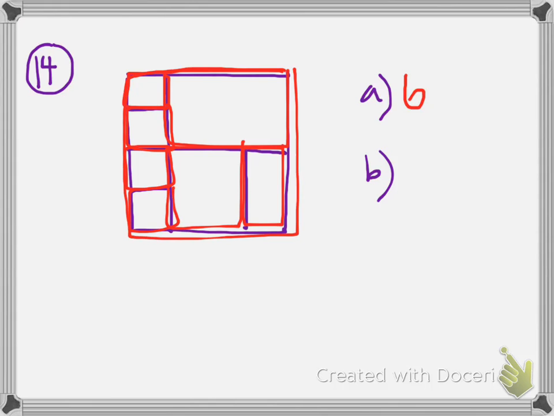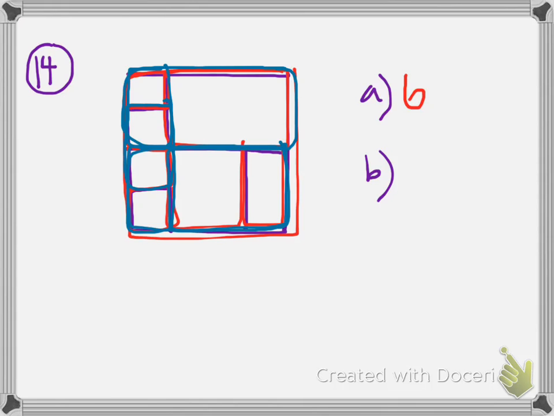We've got 9, 10, 11. Then we could put the top half together and get 12 on the top. Do that with the bottom. There's 13. We could put the bottom 2 right together. There's 14.